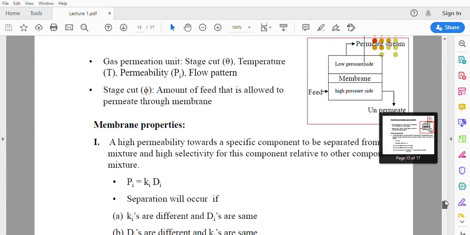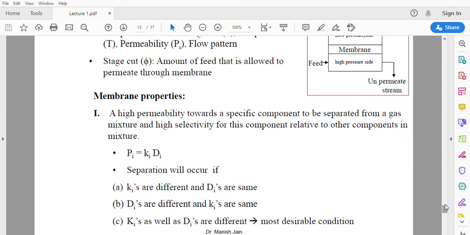Now the membrane properties. What are the membrane properties required in this process? The first thing is a high membrane permeability towards the specific component to be separated from the gas mixture, and high selectivity for that component relative to the other components in the mixture. So you need high permeability as well as high selectivity. Why? Because if permeability is low, then your overall separation will be very less. You need higher permeability.